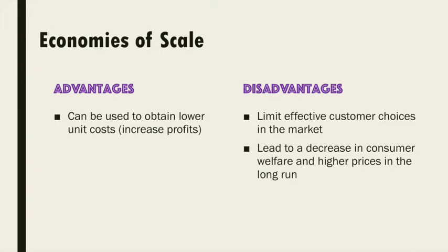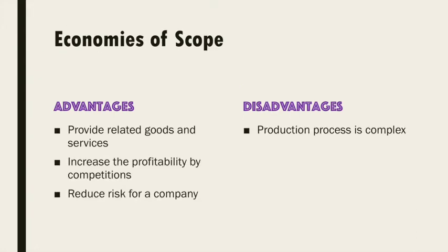For the economics of scope, it includes many advantages. For instance, first, it can provide different related goods and services. Second, it can increase profitability by taking on competition. Also, based on its diversification of production, it can reduce risk of a company effectively. However, the production process is complex, and there is a danger of overextending production.